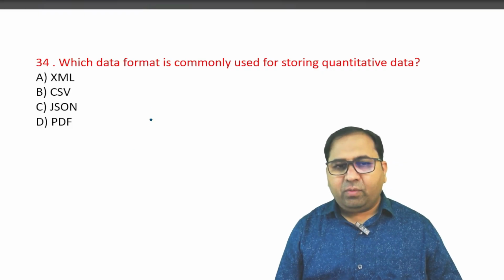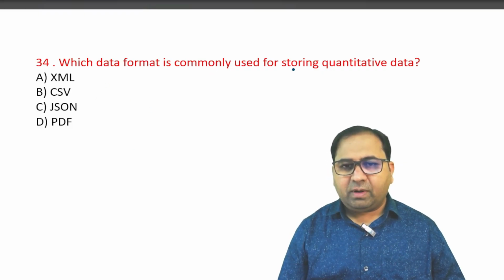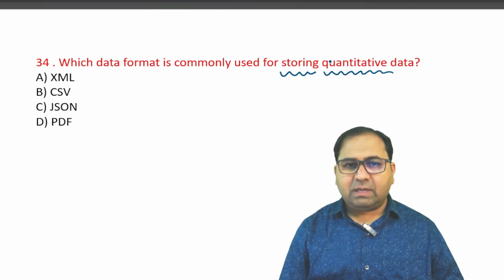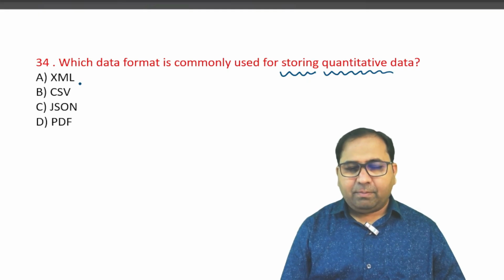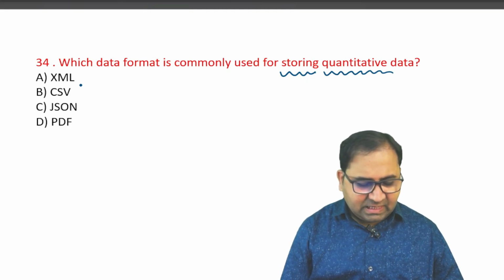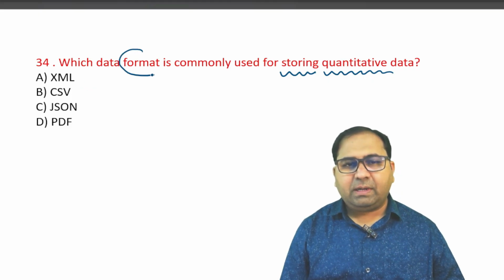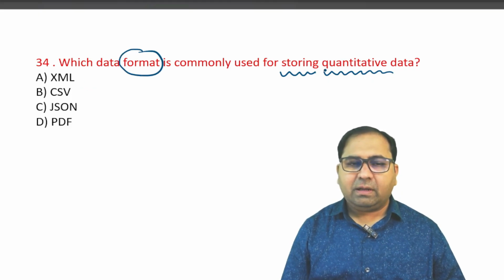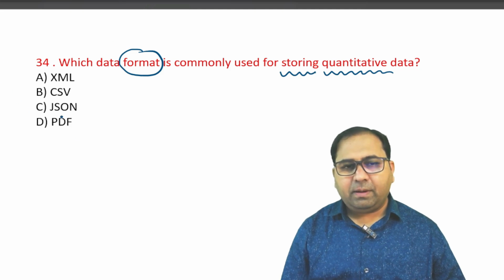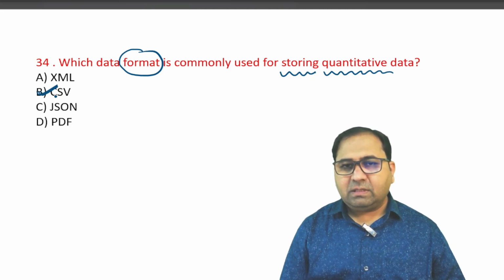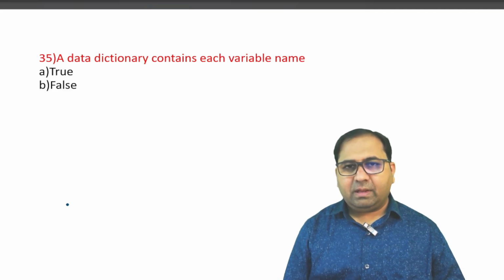Next question. Which data format is commonly used for storing the quantitative data? For storage, and that too the quantitative data. So the options are A, XML, B, CSV, C, JSON, and D, PDF format. So which format is commonly used for storing quantitative data? The option is option number B. In the CSV format, you store the quantitative data. Next question.